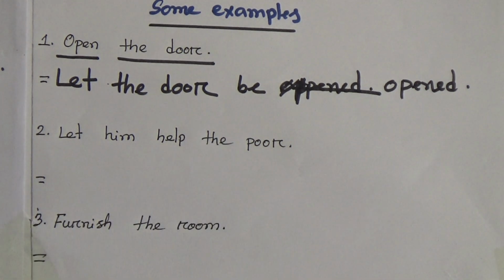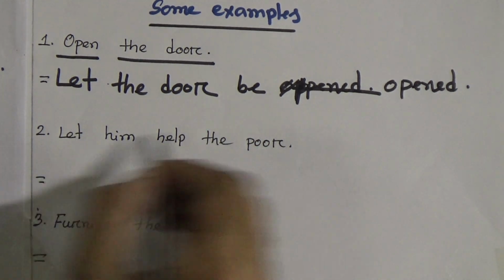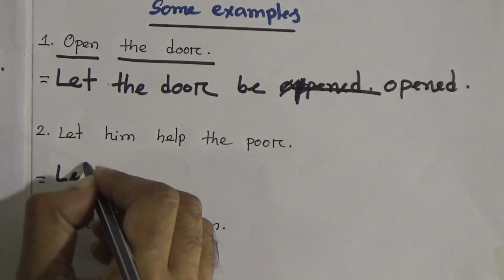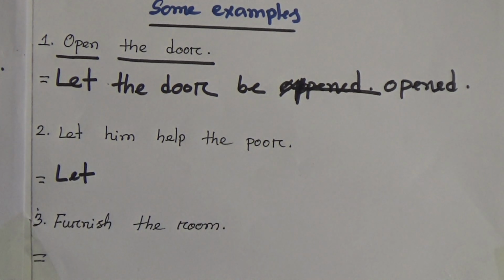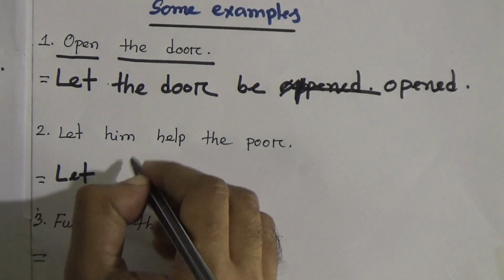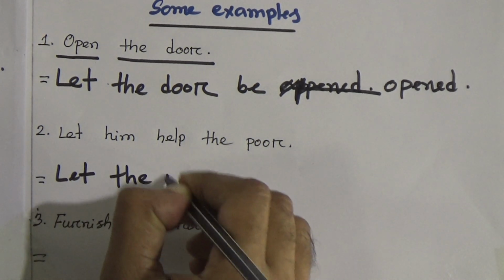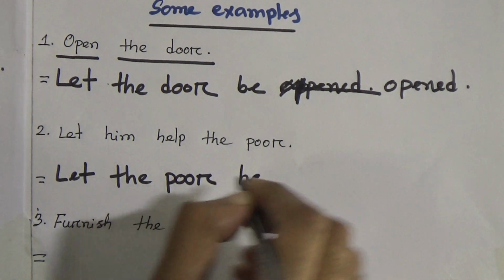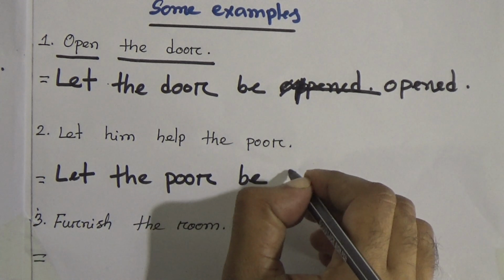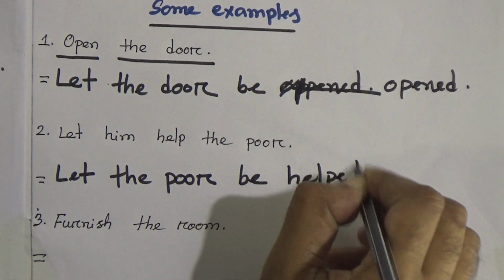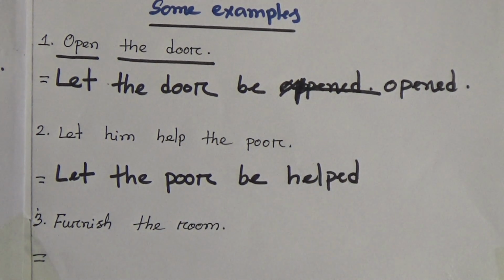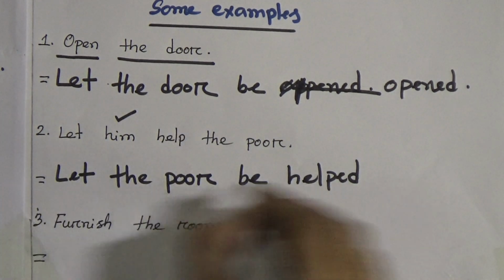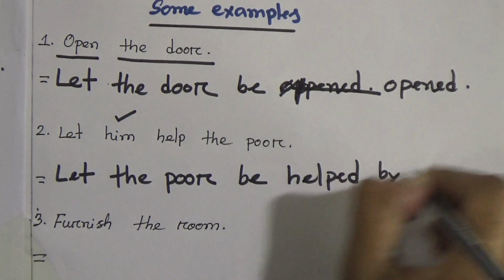Let him help the poor. If we find let in the sentence, how will we change the sentence? Let plus object as subject, let the poor plus be plus past participle of the verb. Now the personal object, here him is the personal object, let the poor be helped by him.